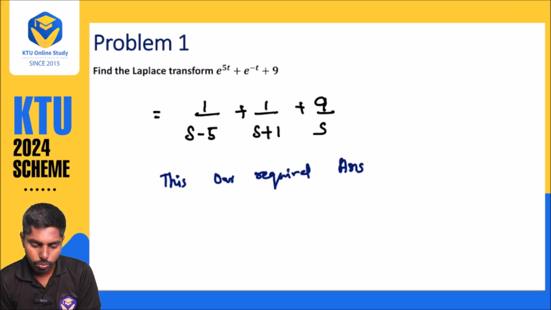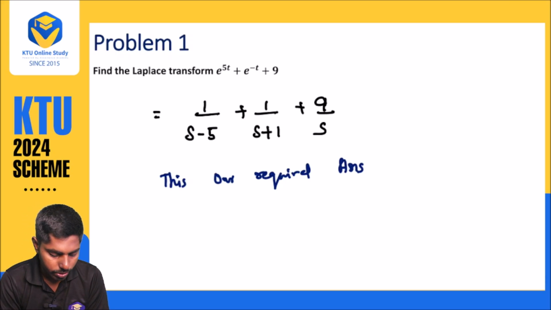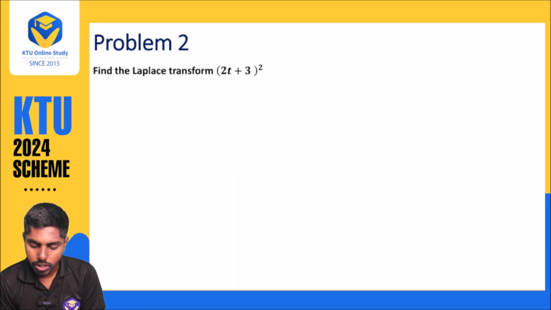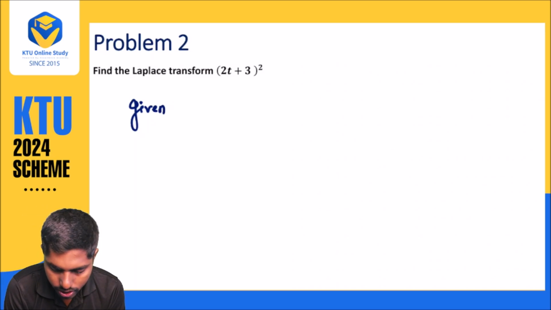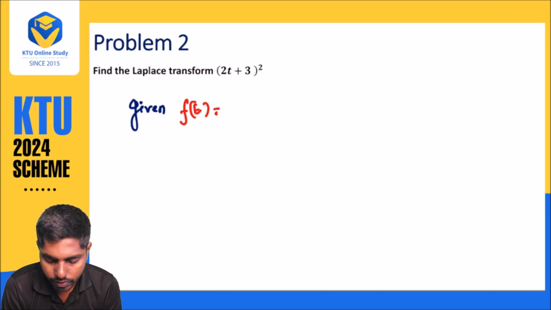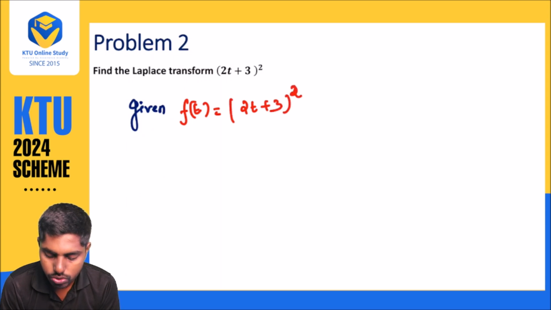We will go to one more problem also. Problem number 2 we will be seeing. In problem number 2, it is just a basic thing you want to clarify. So what is the question they have asked? Given f of t is equal to 2t plus 3 the whole square.